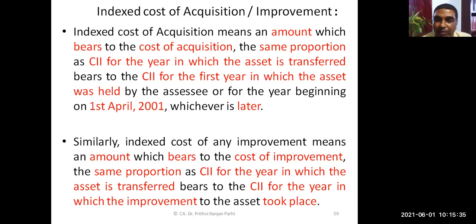When coming to cost of improvement, you have to calculate indexed cost of improvement in the same manner. But here one thing you have to keep in mind: any cost of improvement incurred prior to 1/4/2001 has to be ignored. Cost of improvement means cost of improvement incurred on or after 1/4/2001. Whatever is incurred on or after that date will be taken into consideration. Whatever was incurred prior to that will not be taken into consideration.